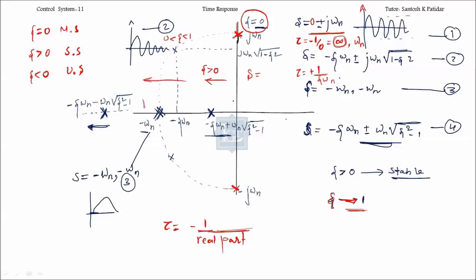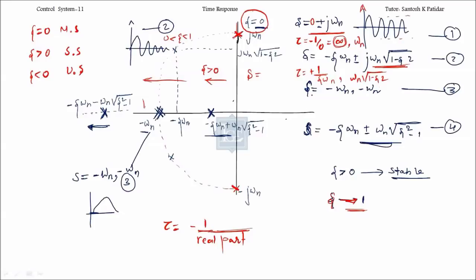Over here it's omega n. What about this? Over here it is omega n times the square root of 1 minus zeta square, and that is the root. Correct? So two things we have to remember: one is the time constant and one is the frequency of oscillation.